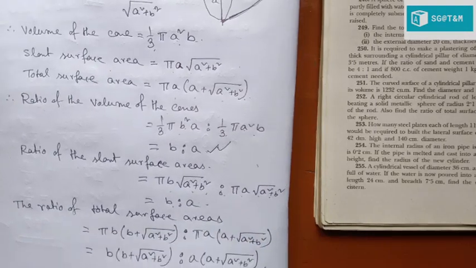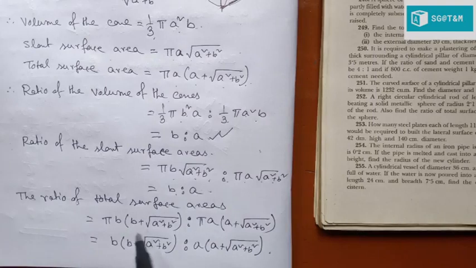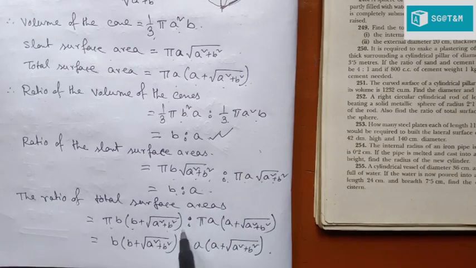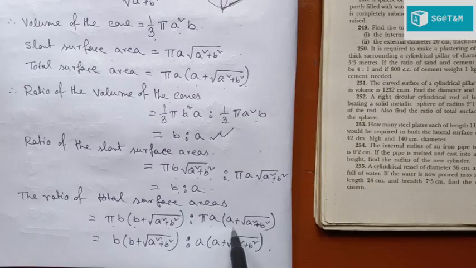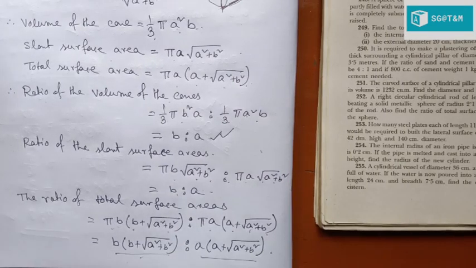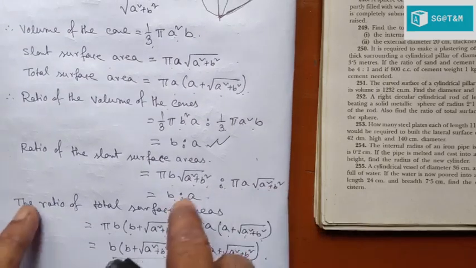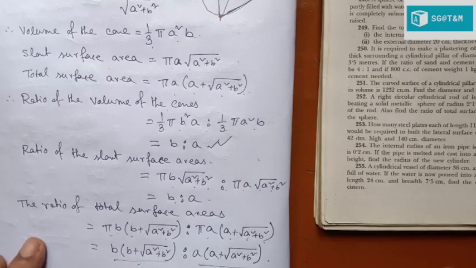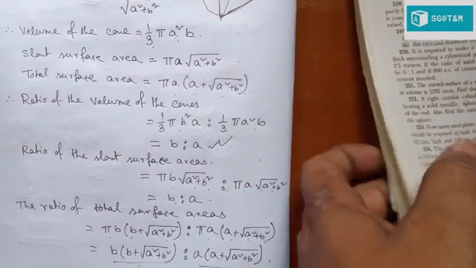And the ratio of their total surface areas: write down the total surface area, pi b into b plus root over of a square plus b square is to pi a into a plus root over of a square plus b square. Only pi cancels out, the other remains the same, so the ratio will be this. So if we rotate a right angle triangle about its base and about its perpendicular, then we get two cones and we have to find their volume, surface area, etc. and find their ratio.